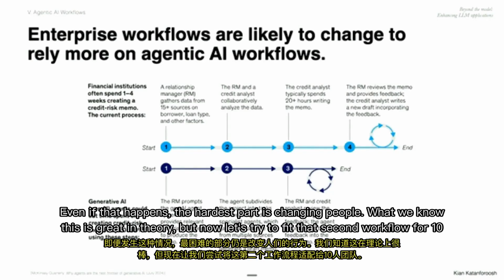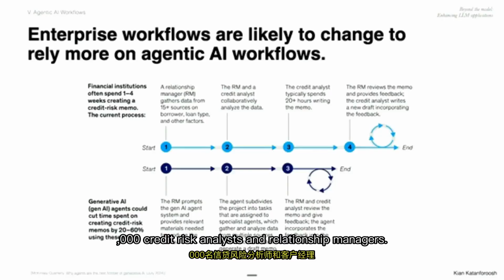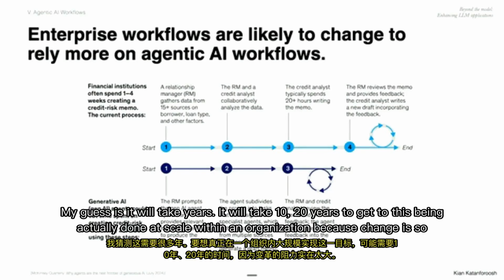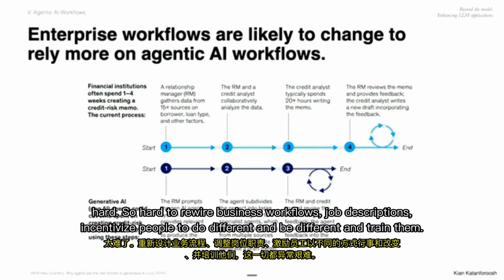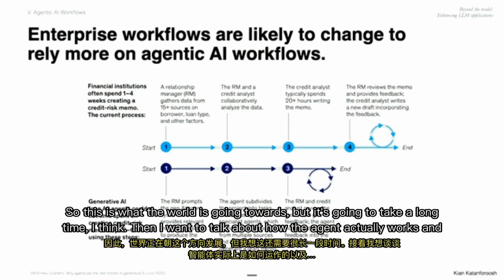Even if that happens, the hardest part is changing people. This is great in theory, but now let's try to fit that second workflow for 10,000 credit risk analysts and relationship managers. My guess is it will take years. It will take 10, 20 years to get this actually done at scale within an organization, because change is so hard. It's so hard to rewire business workflows and job descriptions, incentivize people to do different things, and train them. So this is what the world is going towards, but it's going to take a long time, I think.